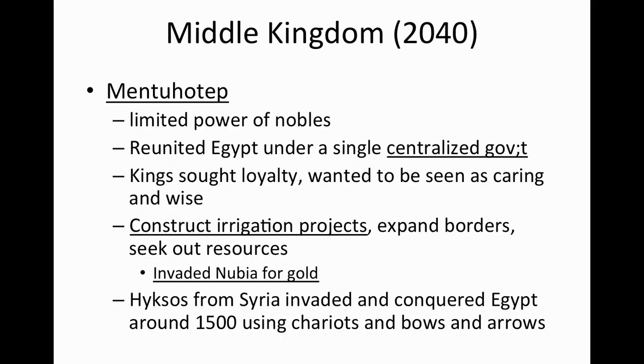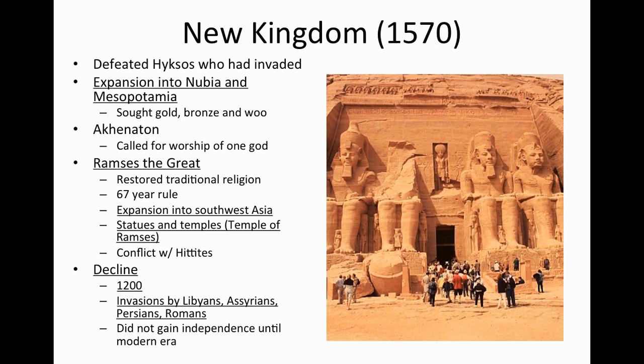In the Middle Kingdom, you might want to remember Mentuhotep. He unifies Egypt. Remember, there was kind of a lower part and an upper part. And he's going to establish, again, a very centralized government. He's going to construct irrigation projects, expand borders. Again, great evidence of what centralized governments do. He's going to expand Egypt's wealth by invading Nubia, which is an African kingdom south of Egypt. Eventually, though, Syrian invaders would conquer Egypt, so there would be kind of a break in terms of this unified Egyptian empire.